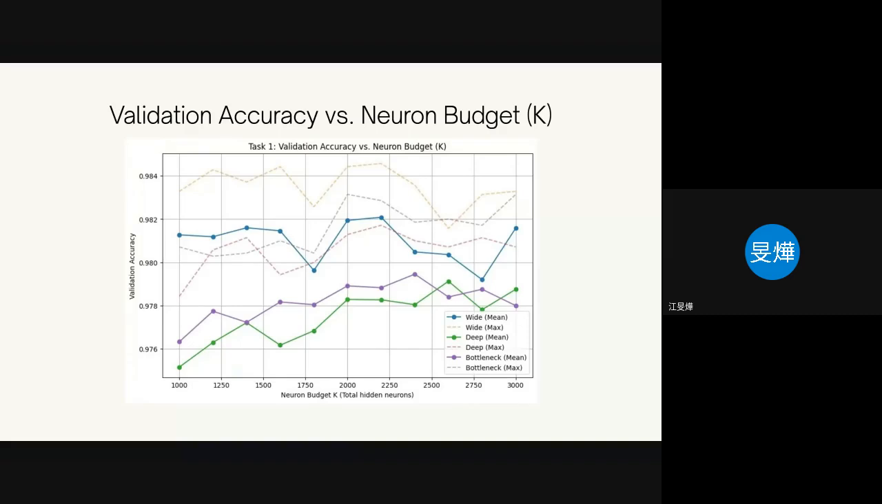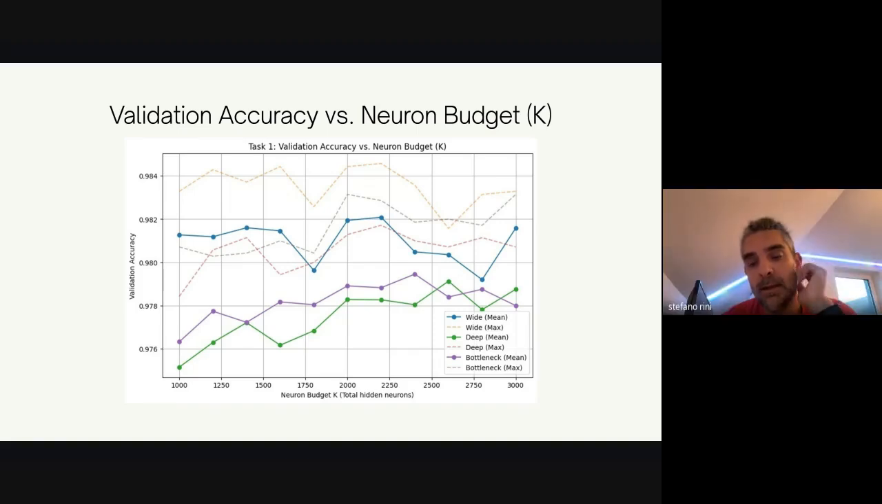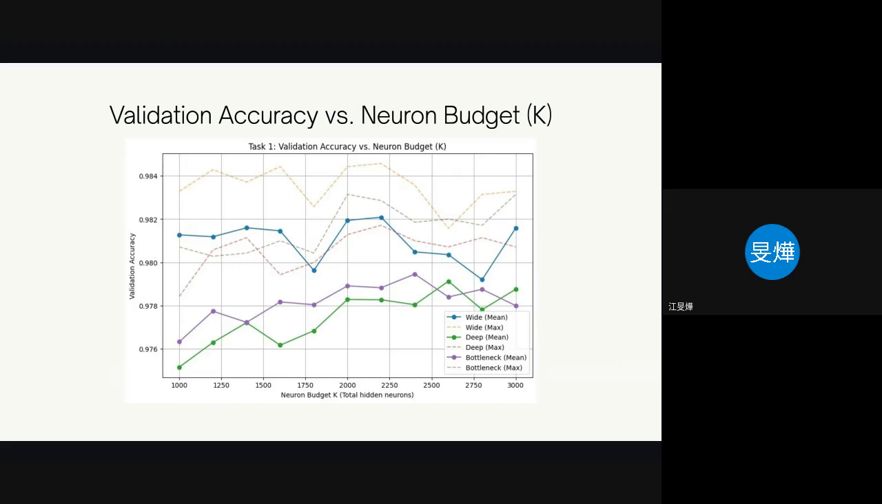This chart illustrates how 3 distinct architectures scale as the total neuron budget increases from 1,000 to 3,000. We can first see the blue line here. The wide network maintains the highest validation accuracy across the entire spectrum of K. Can I ask how many runs did you average this over? I only ran about 2 times because this takes much time.